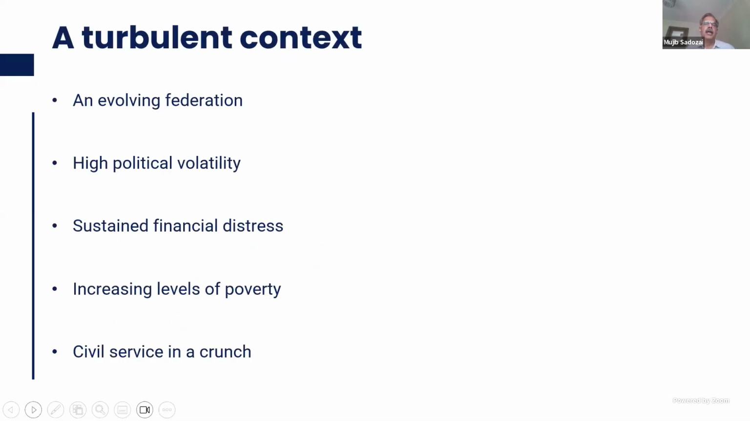Thank you. So the context that the SNG works in is both complex and turbulent. The so-called elite bargain is not yet settled, with the shape of the federation still evolving. Political volatility can be gauged from the fact that 3 political administrations changed hands in just 12 months in 2 of the 3 jurisdictions that we work in. We also work at the federal government level, so that's the 3rd jurisdiction. And sustained financial distress has meant that Pakistan needed to go to the IMF for its 24th bailout package.